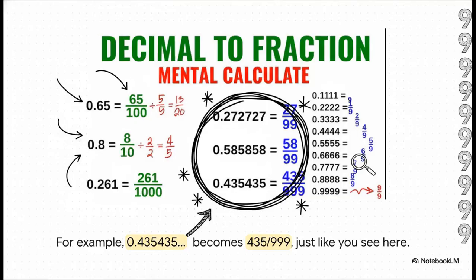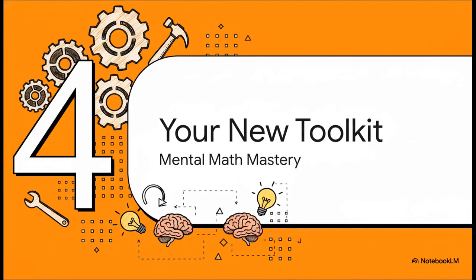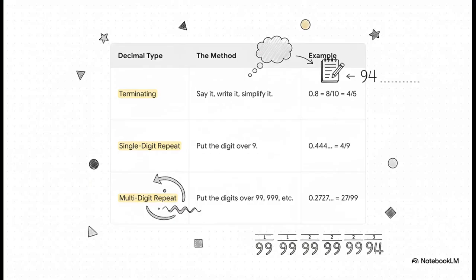And we can see this exact thing back in our original image. The decimal 0.435 repeating becomes, you guessed it, 435 over 999. It's the same simple idea, just with more nines. Okay, let's pull all of this together. In just the last few minutes, you have added some seriously powerful new tricks to your mental math toolkit. So here's a quick little cheat sheet for everything we just learned.